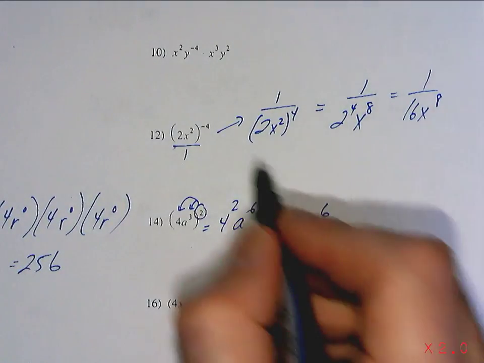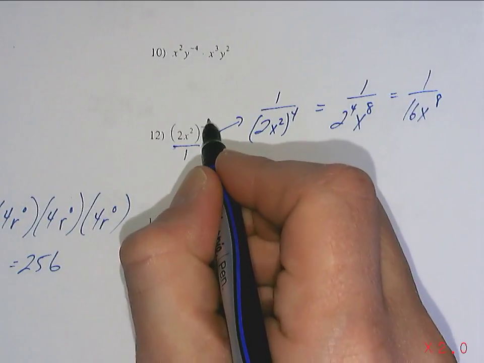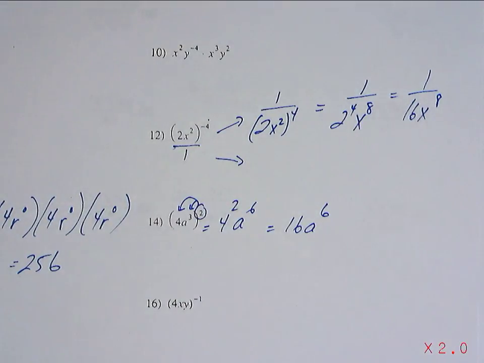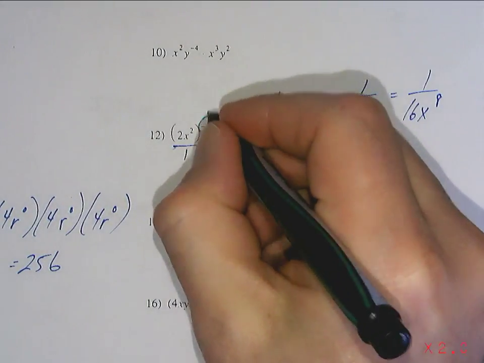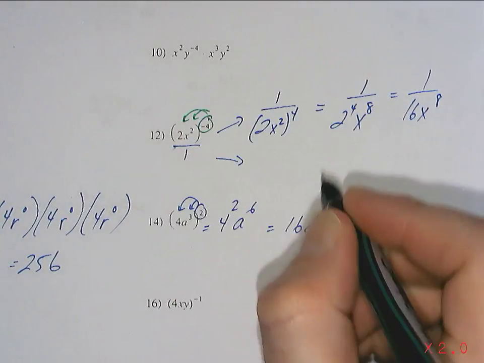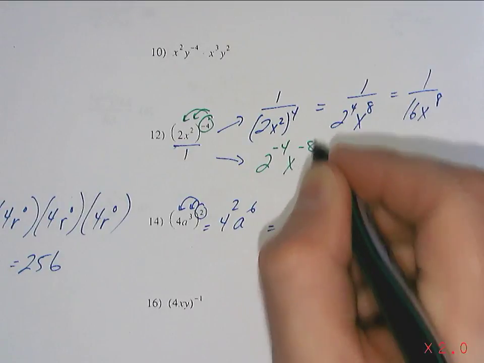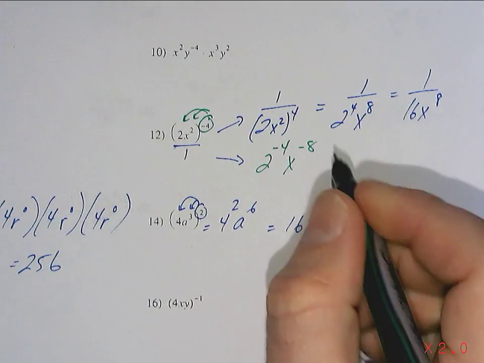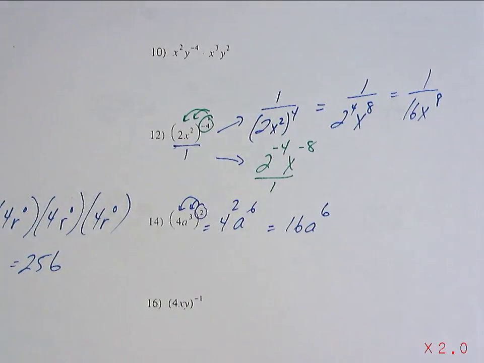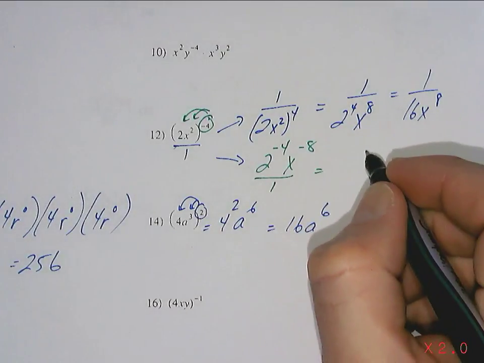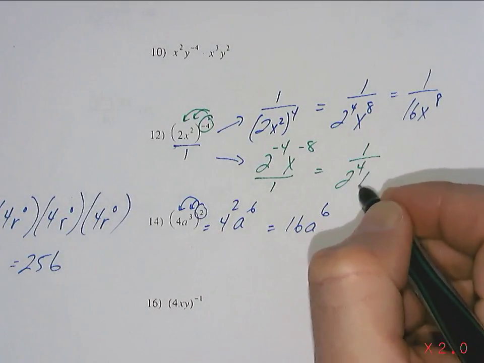The other way to do this is to take the negative 4 directly in. Don't worry about flipping it yet. We're going to take it directly in. You're going to get 2 to the negative 4 and x to the negative 8. Well, they're both negative. If the exponents are negative in the top, then they'll be positive in the bottom. 2 to the 4, x to the 8.